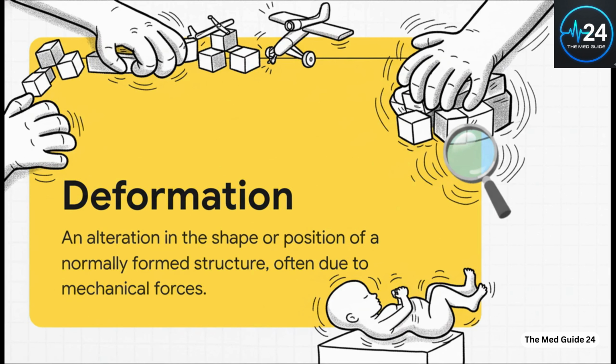And our third category is deformation. So with the deformation, the structure itself is formed perfectly. No blueprint errors, no disruptions. But after it's formed, it gets pushed or squished out of its normal shape, usually by some kind of mechanical pressure. Think of a perfectly built sculpture getting bent out of shape because the box it's in is too small.